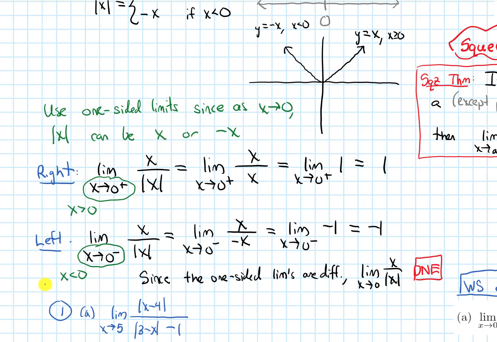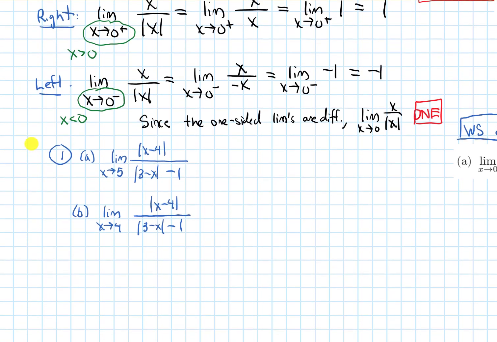Let's move on to question 1, part A. All right, the first step is I want to plug in. If I plug in 5, I'll get an absolute value of 5 minus 4 on the top. On the bottom, we get absolute value of 3 minus 5 minus 1. So the numerator is 1. The denominator is going to be 2 minus 1. So overall, this is just 1. And there's no issue there, so that means that is my answer. Okay, so 1A was a quicker one.